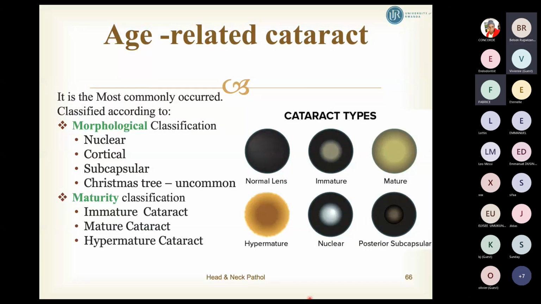And this diagram here is showing the cataract types. So the normal lens appears like this. Then you have immature cataracts. Here usually the fat which is there is still fluid. When it becomes mature, the fluid is somehow solid. And when it is hypermature, it becomes necrotic. So immature and hypermature, we shall come back to this. And then it can be nuclear, meaning it is just in the center of the lens, or subcapsular when it is just below the capsule of the lens.